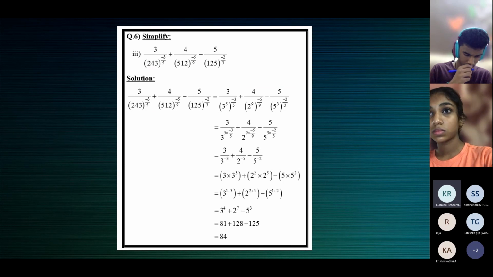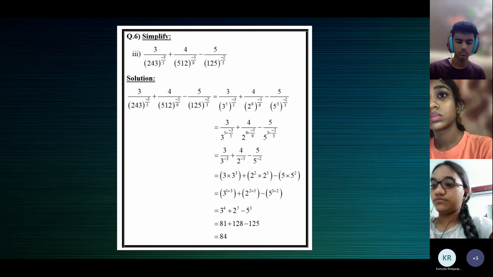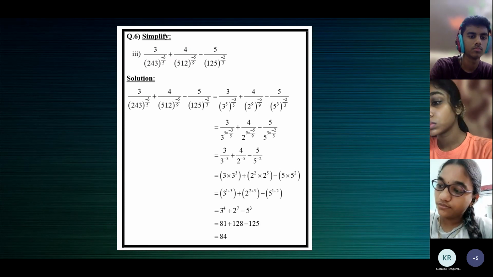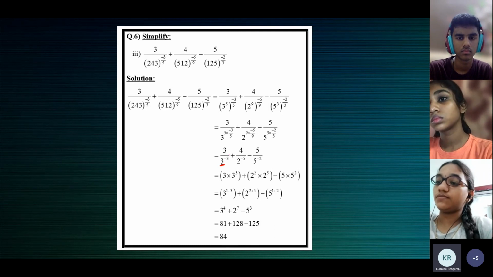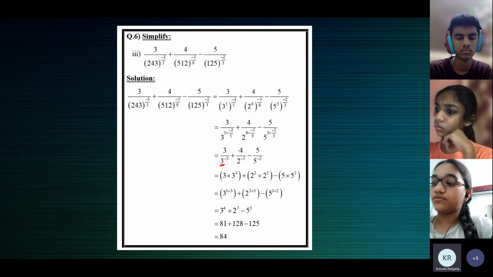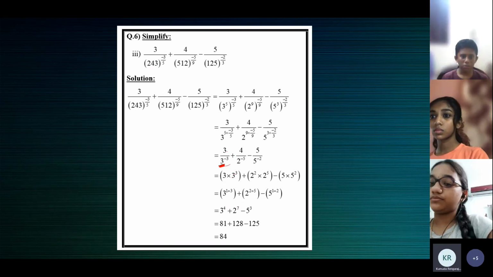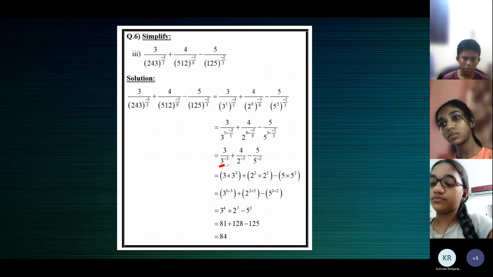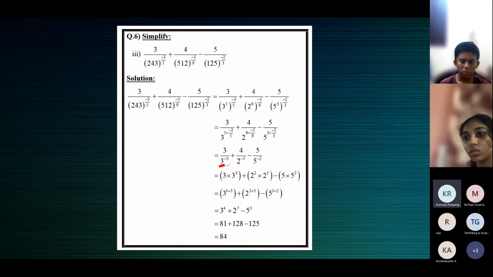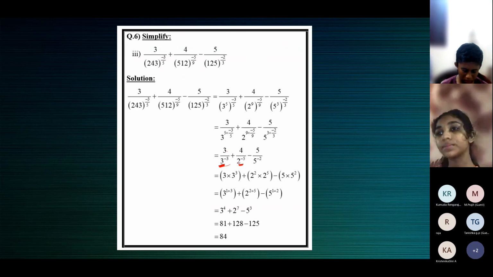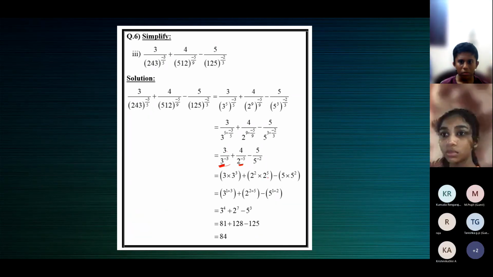Very important question from the test exams point of view. When the power is negative, if you change the position, that is, it's in the denominator, when you take it to the numerator, it will become positive. So 3 to the power minus 3, when you take it up to the numerator, it will become 3 to the power plus 3. Two to the power minus 5, when you take it up to the numerator, it will become 2 to the power plus 5.